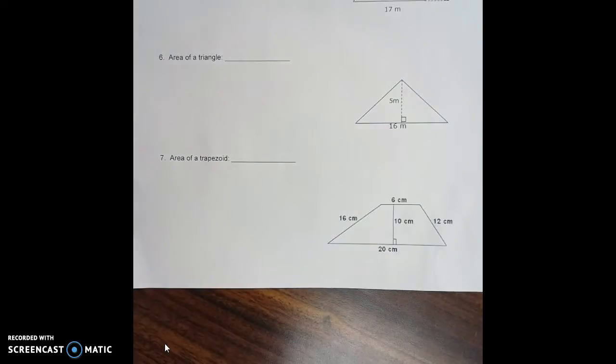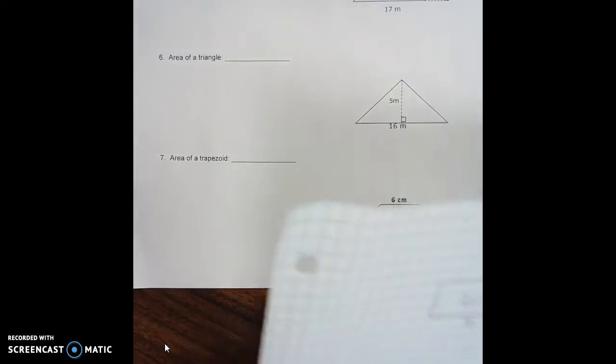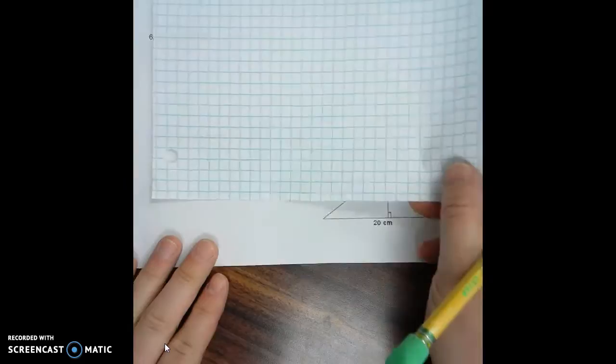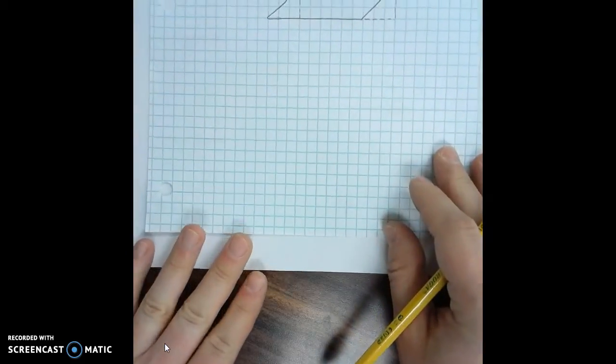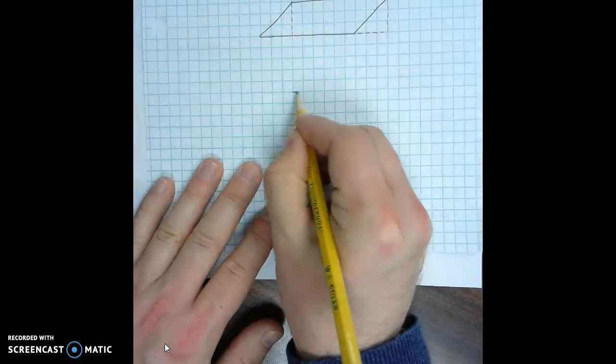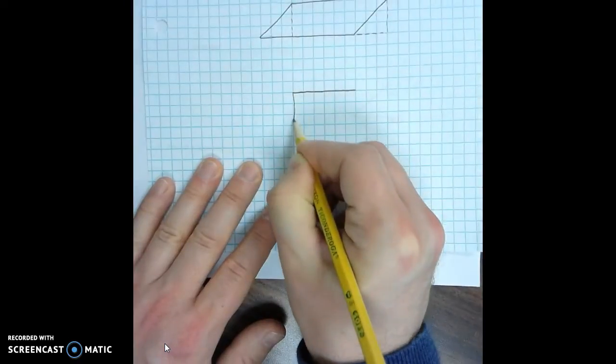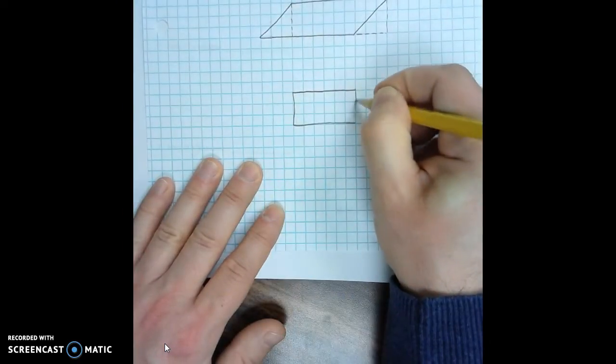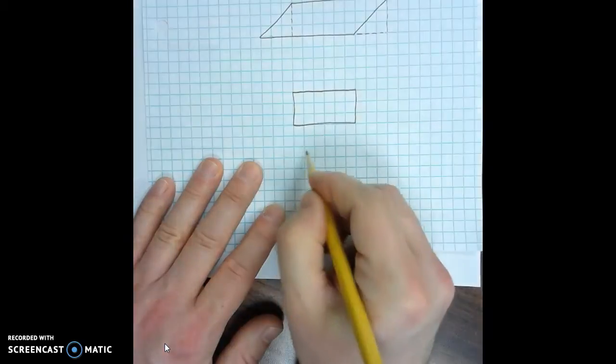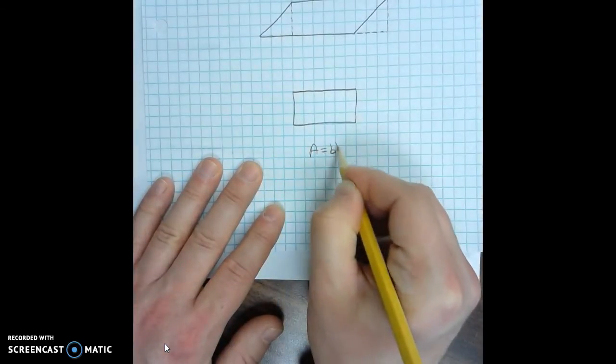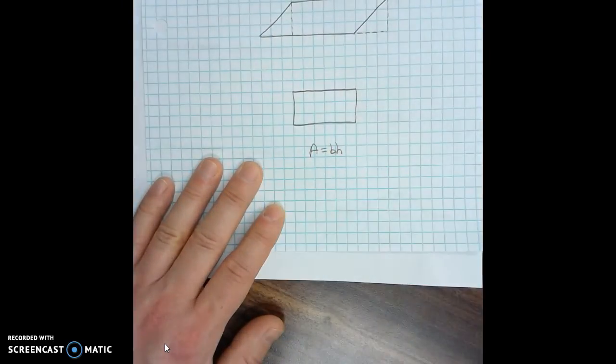The next shape that we're going to look at is a triangle. If I bring my graph paper back here, I'm just going to draw a picture of a rectangle again. Here's a nice rectangle. And for this rectangle, we know that the area formula is base times height. Area equals base times height.